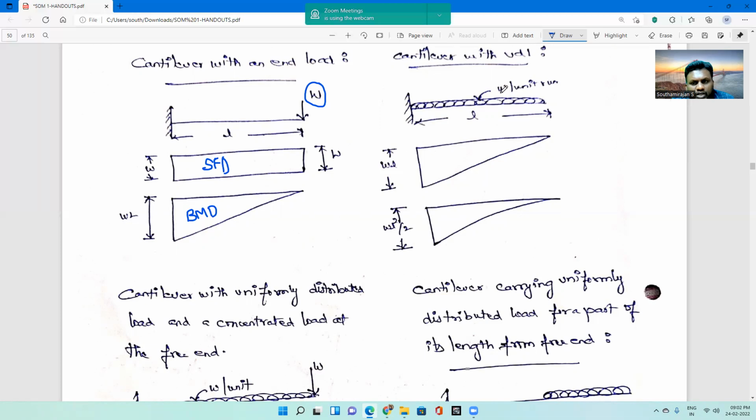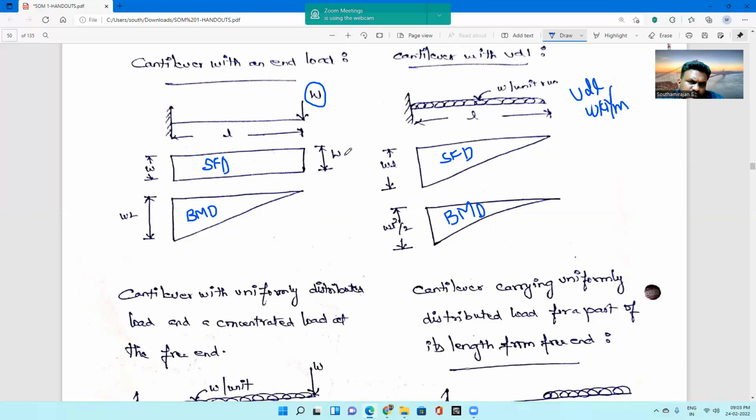Next, if you are applying the uniformly distributed load, UDL, that is W kilonewton per meter, the shear force variation will be a linearly inclined variation. For the bending moment calculation, the variation will be parabolic. So by applying different natures of load, the variation will also vary depending upon the situation.